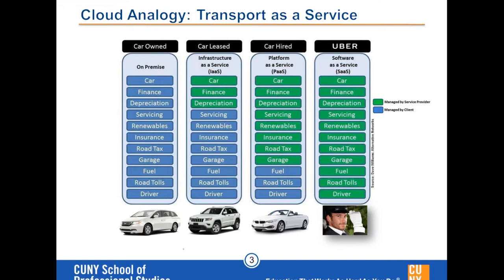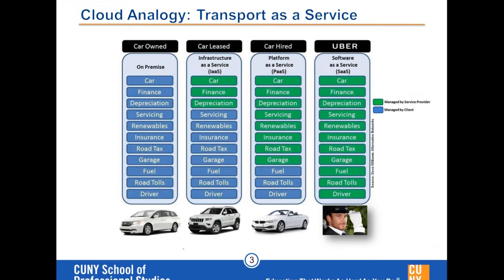Now, the next stage is, if you just want to lease it, then effectively you're outsourcing a lot of the other stuff. I should say you're outsourcing the car, the finance, and the depreciation, but you're actually keeping the servicing, renewables, insurance, etc. Then if you're hiring a car on a day-to-day basis, you're outsourcing an awful lot more, so that the car, the depreciation, the finance, all of that is the responsibility of the rental car company, and it's really up to you just to pay for the fuel and the road tolls, but at the end of the day, you need to have a license to actually drive it.